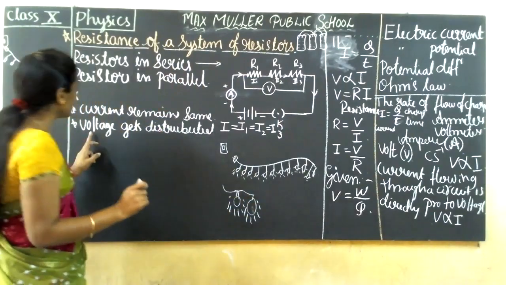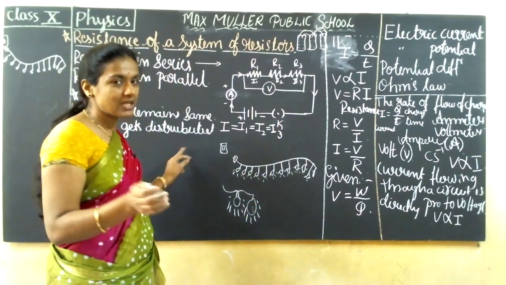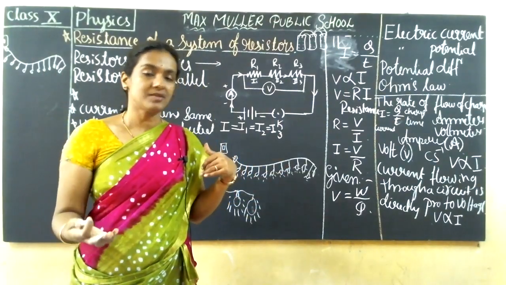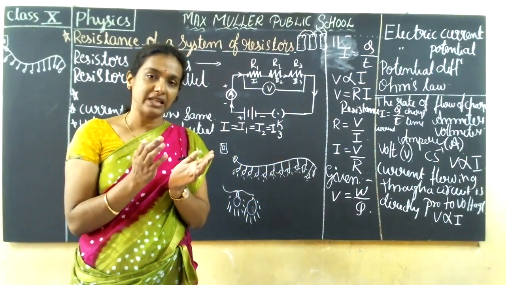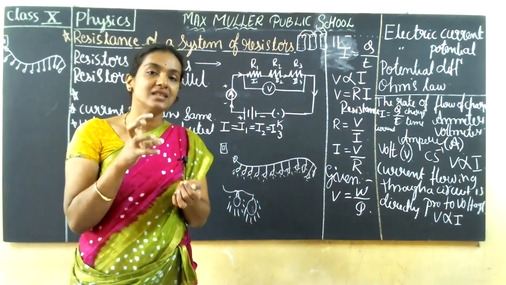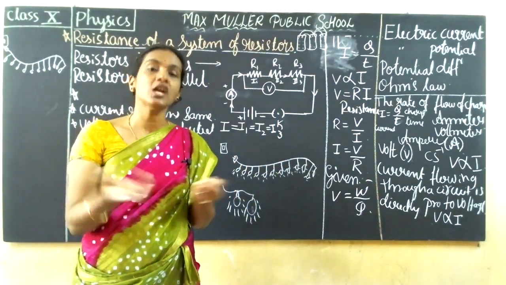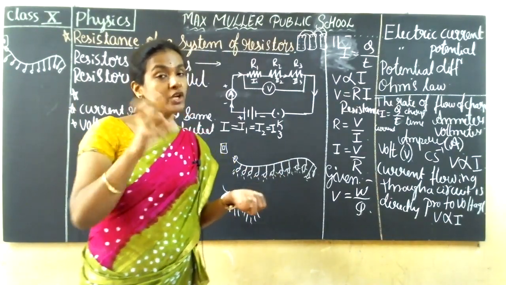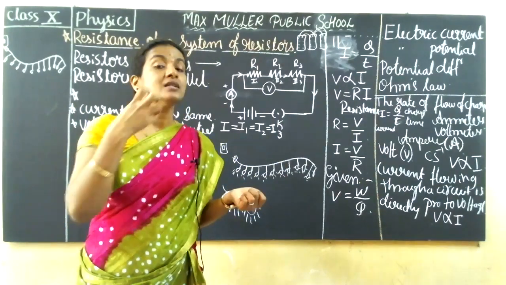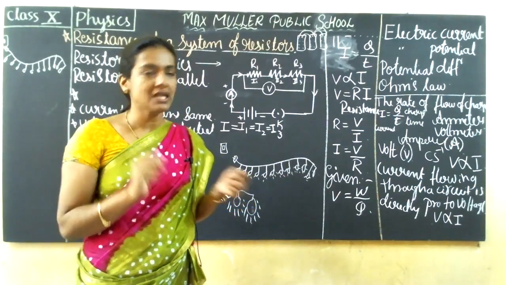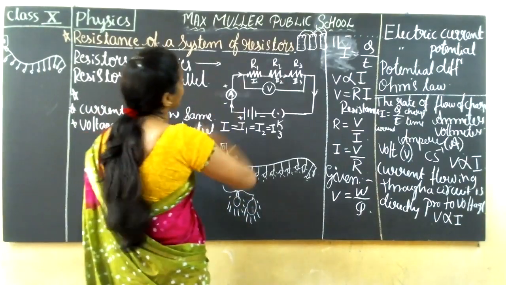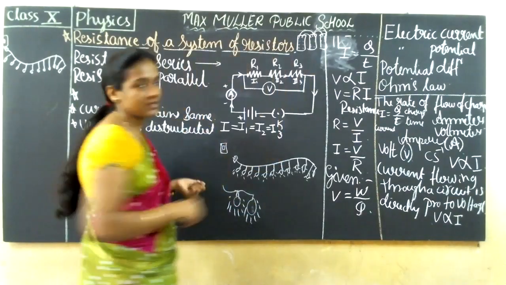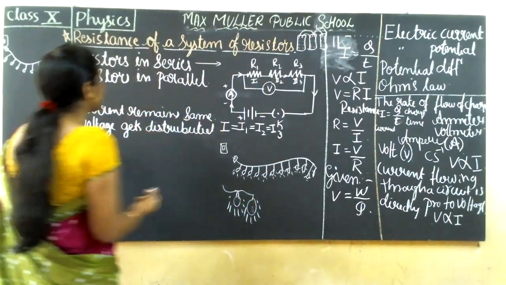Clear? Next comes voltage gets distributed. It means that it might vary across different bulbs, depending on the voltage. By seeing their glow, their brightness, you can say whether the voltage is less or more. So voltage gets distributed when you connect them in a series. This one will take more voltage and pass less voltage to R2 and R3.